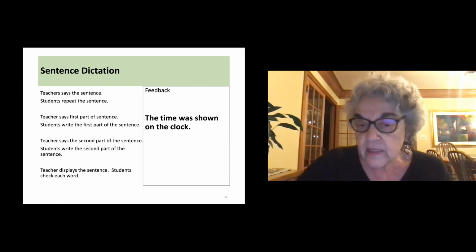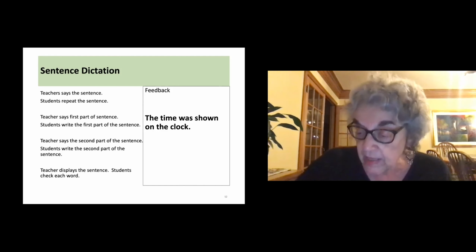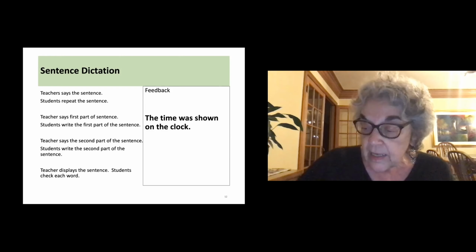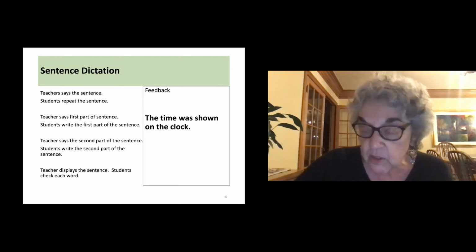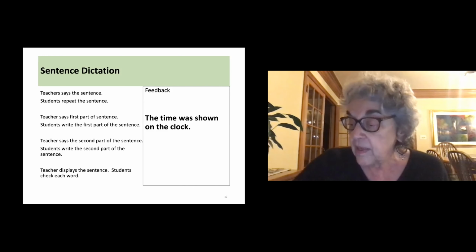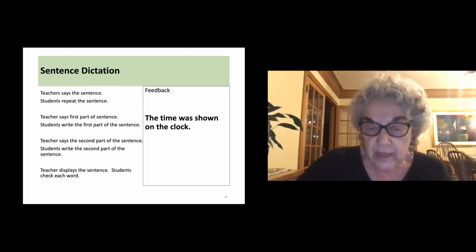Next word is time, spell it, T-I-M-E. If you get it right, give yourself another tally. And next word is was, spell it, W-A-S. Give yourself a tally if you spelled it correctly. Next word is shown, and spell it and go. S-H-O-W-N. Give yourself a tally if you got it right.